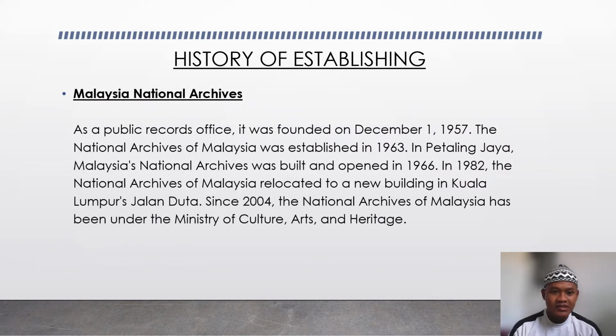The second archive is the Malaysia National Archive. As a public record office, it was founded in December 1957. The National Archive of Malaysia was established in 1963 in Petaling Jaya, Malaysia, and was built and opened in 1966. In 1982, the National Archive of Malaysia relocated to a new building in Jalan Duta, Kuala Lumpur. Since 2004, it has been under the Ministry of Culture, Art and Heritage.